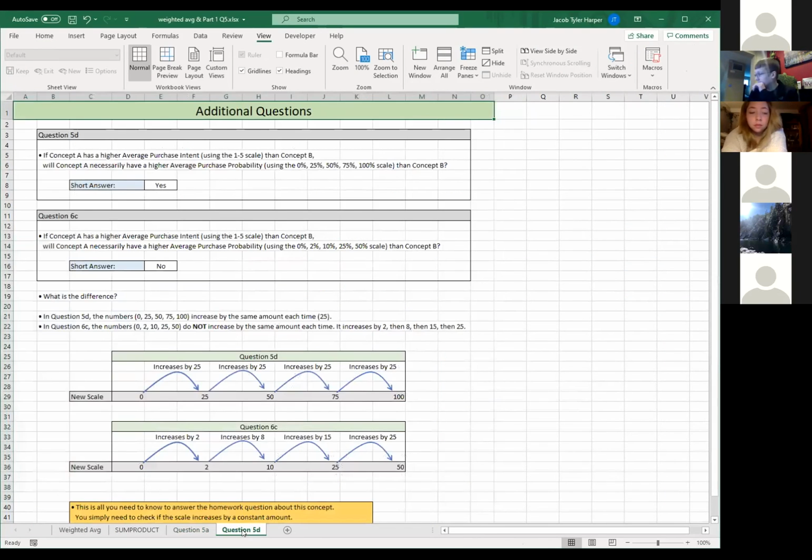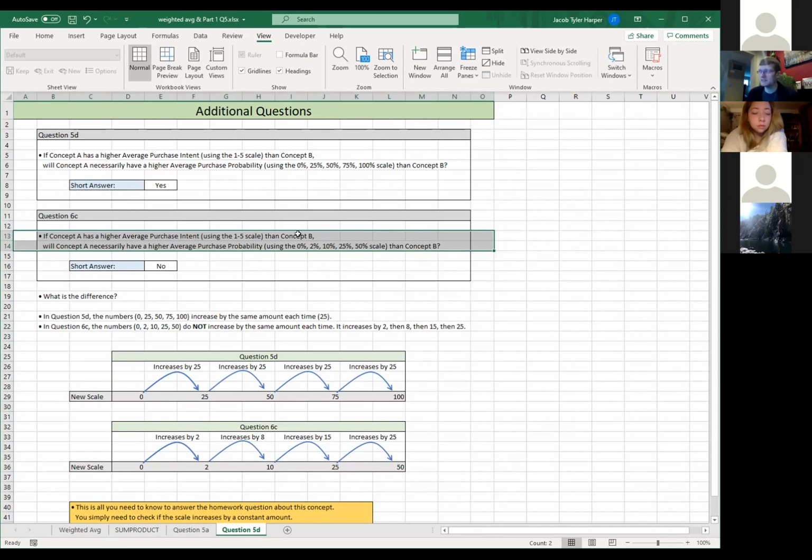One last question I want to talk about because it's a little bit confusing is question 5D. And it says, okay, we got the average in question 1. In question 1, we got the average of all these 1 through 5s. And let's say chocolate bars had the highest average. What they're asking is, in question 5, when we got this new average, will chocolate bars still have the higher average? And I don't know if it's chocolate bars, but that's the idea. And then in question 6, they're asking the same thing. The only difference is in question 6, they're using a different scale. Instead of 0, 25, 50, 75, 100, they're using 0, 2, 10, 25, 50.